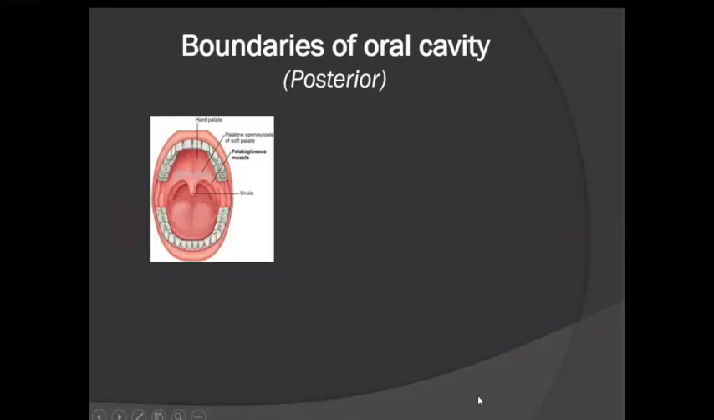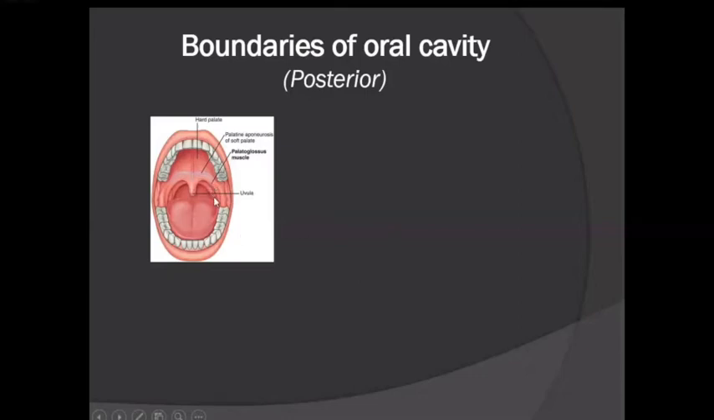Now, if you look at the posterior boundary here, you can see the uvula of the soft palate. This is the soft palate. You have the uvula, a conical extension downwards. This also is made up of muscle as well as mucous membrane coverage. And then you can see here the tonsil.